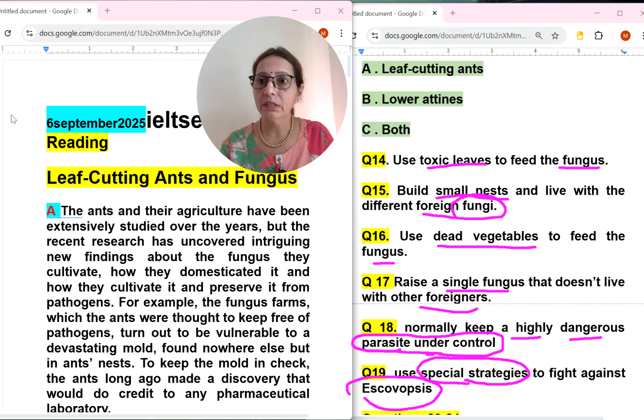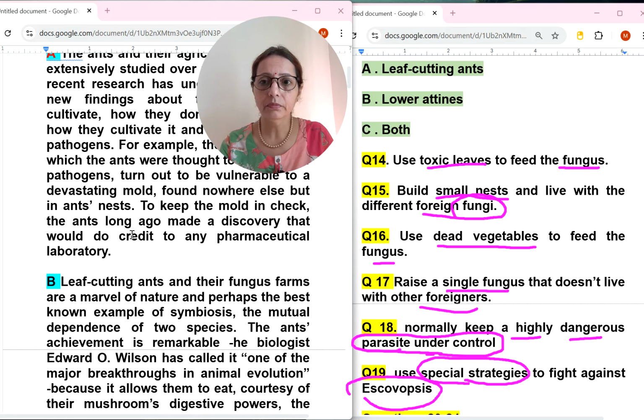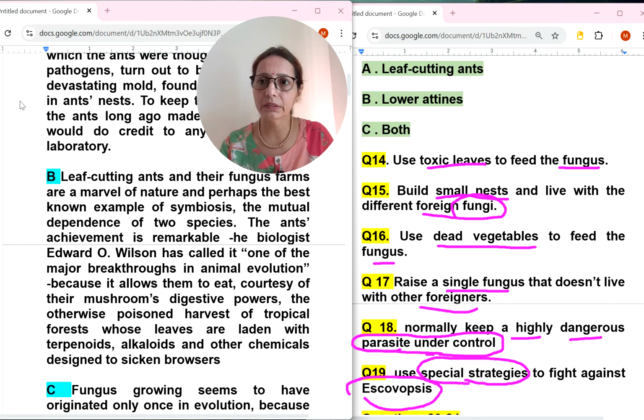Ants and lower attines is not there. So let's move to next paragraph. B number paragraph. Let's read it.